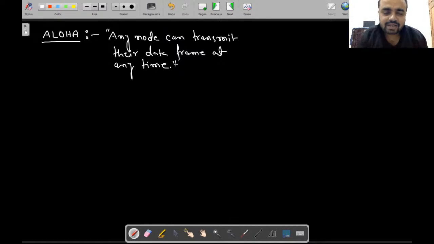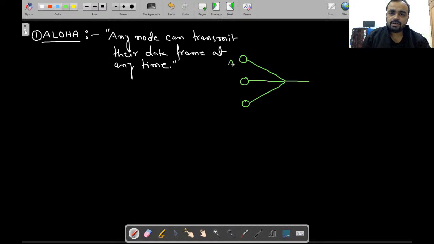My dear friends, if any node can transmit its data frame, then what will be the possibility of collision? The possibility of collision will be much higher. These are the nodes connected to the common medium, and all are unrestricted. So if any node transmits its data packet at any time, the possibility of collision will be high. By practical implementation, it has been analyzed that the percentage of collision is almost 87%.